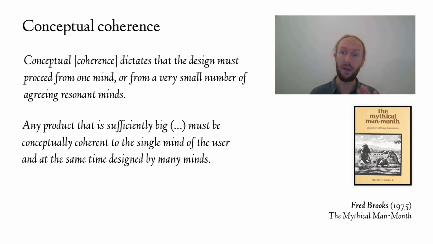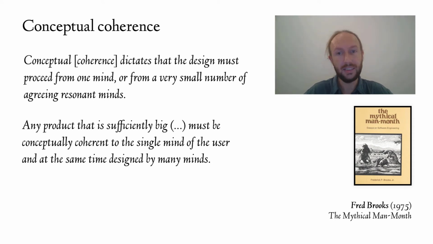So there's this mismatch between the user who has to be able to make sense of it and the potentially large number of programmers who are building the system. Or as Fred Brooks says, any product that is sufficiently big must be conceptually coherent to the single mind of the user and at the same time designed by many minds. So for Fred Brooks, the whole issue is how do you design a system so that it all makes sense together, so it's all understandable using some reasonable rules or some logic behind it. And for him, the issue is that this works if it comes from a single mind, but once you start building things that are too big for a single mind, then it's harder to achieve.